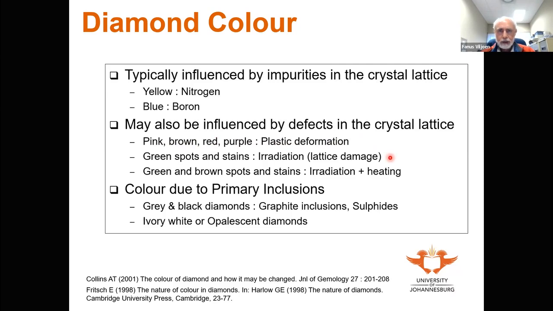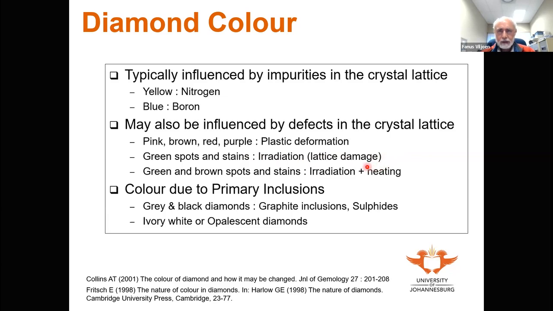Diamonds that are weathered out of the kimberlite and end up in the alluvial environment may be affected by irradiation when they are in touching contact with radioactive minerals. In that instance, you get lattice damage. So it is not just surface coating, it is actually lattice damage that penetrates into the diamond for a couple of microns. In that case, you get green spots and stains. It's important to emphasize that these green spots and stains cannot be removed through acid boiling, for example. They are there, and it's a permanent form of surface damage.